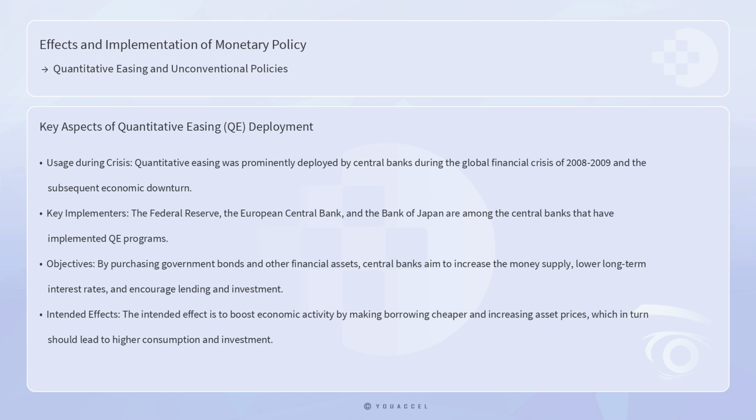The Federal Reserve, the European Central Bank, and the Bank of Japan are among the central banks that have implemented QE programs. By purchasing government bonds and other financial assets, central banks aim to increase the money supply, lower long-term interest rates, and encourage lending and investment. The intended effect is to boost economic activity by making borrowing cheaper and increasing asset prices, which in turn should lead to higher consumption and investment.